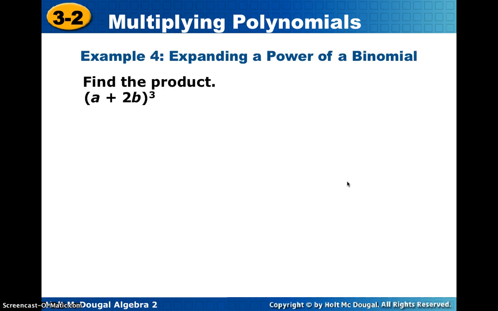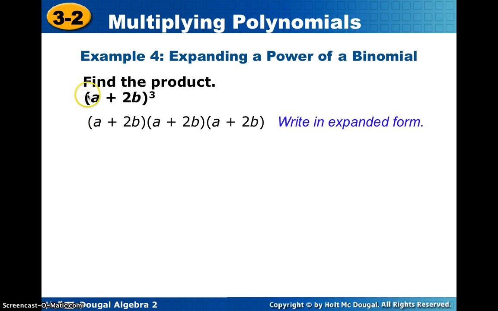Okay, and the last goal for this lesson is to multiply binomials raised to a power. If you see a binomial, that's something that has 2 terms, and it's raised to a power, that power means that we are repeating that same thing times itself. So we're going to have to write it in expanded form. A plus 2b cubed means a plus 2b times a plus 2b times a plus 2b. So now we're going to have to multiply each one of these parts together.